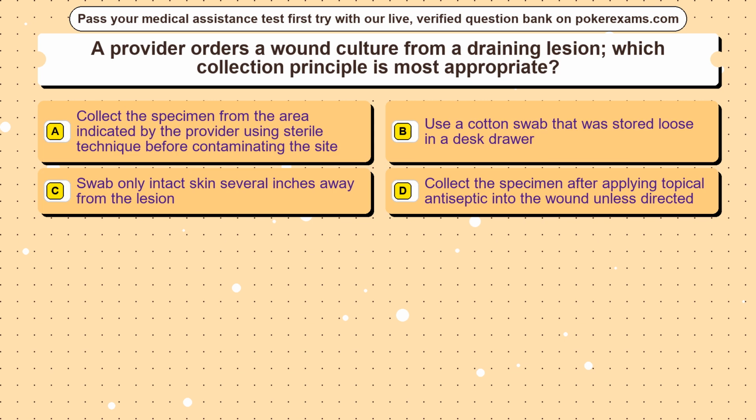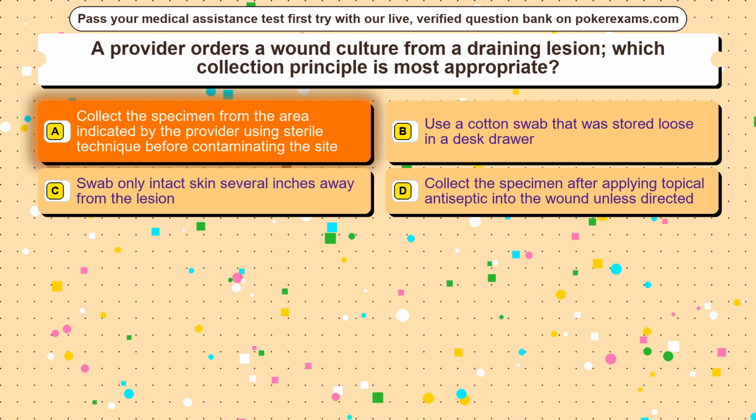Question 70. A provider orders a wound culture from a draining lesion. Which collection principle is most appropriate? Option A, collect the specimen from the area indicated by the provider using sterile technique before contaminating the site. Option B, use a cotton swab that was stored loose in a desk drawer. Option C, swab only intact skin several inches away from the lesion. Option D, collect the specimen after applying topical antiseptic into the wound unless directed.